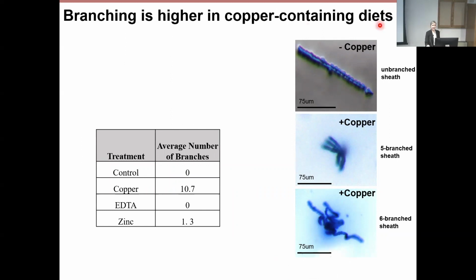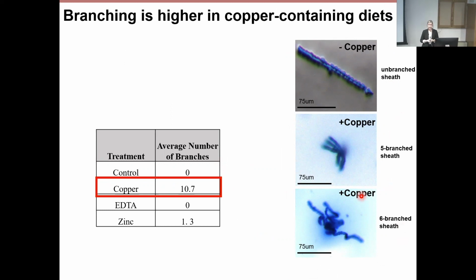So in a typical diet that doesn't contain any copper, I would see all linear globular sheaths that have no branches. But when copper is added, I see a greater frequency of sheaths containing multiple branching structures, so sometimes 5 and 6 branches. And I observed this and I wasn't sure what to make of it at first.